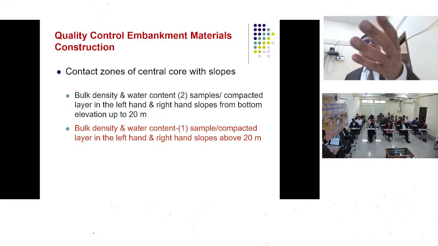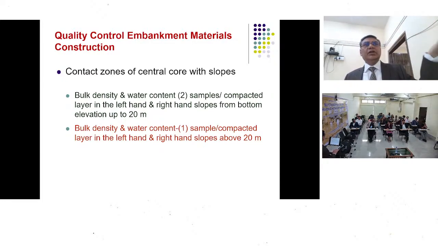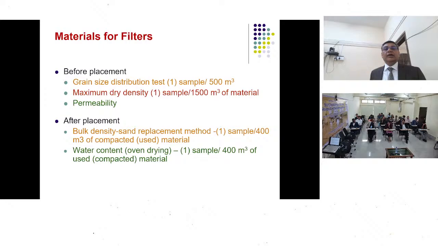So you know the dry density, you know what is the achieved density, the OMC. So from there you go to Proctor density. This is how these things get related. For filters, you need to have the grain size distribution and density and permeability before placement and after placement also.